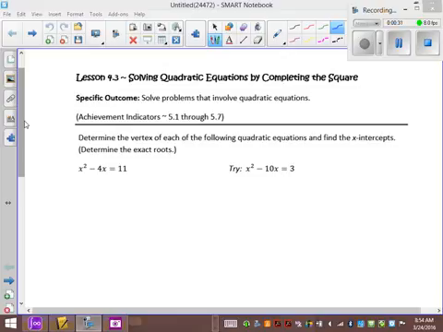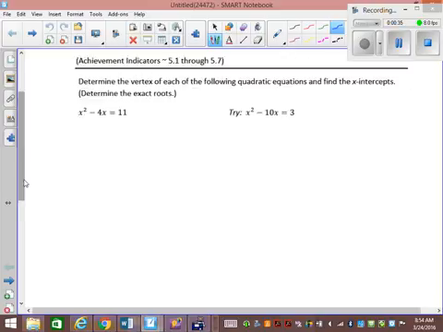So determine the vertex of each of the following quadratics and find the x-intercepts. And it'll say by completing the square, or it'll say determine the exact roots. Exact roots means not decimal. So either it's going to be a whole number like 2, 4, 7, whatever, or it's going to be something plus or minus the square root of something, and you'll reduce the radical. You do not turn it into a decimal unless it's a numeric response box or something like that.